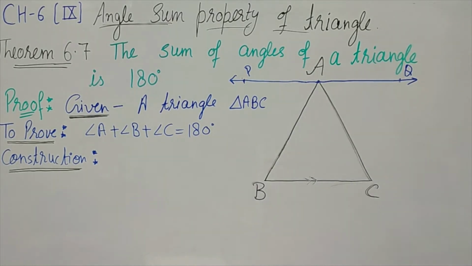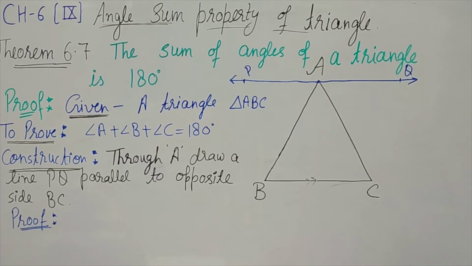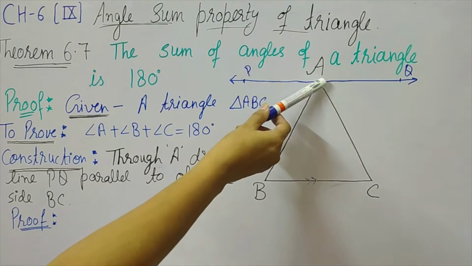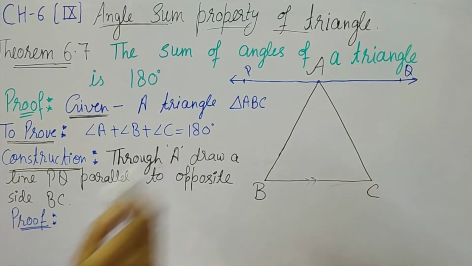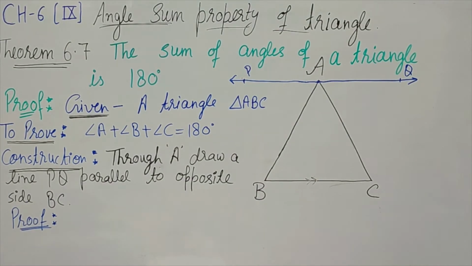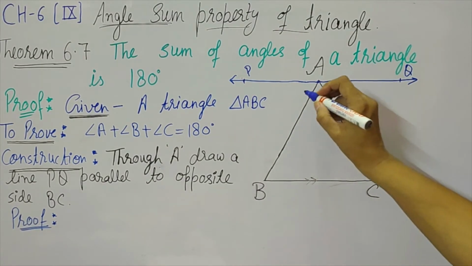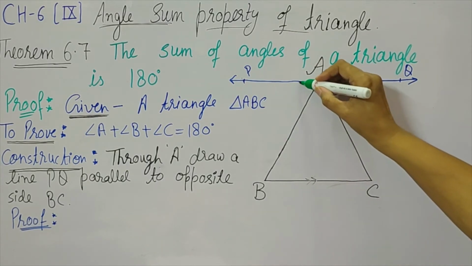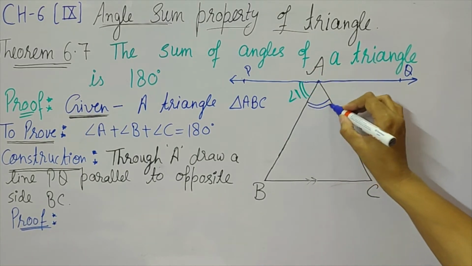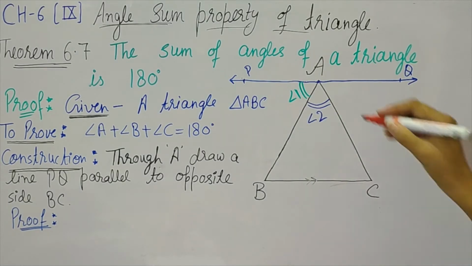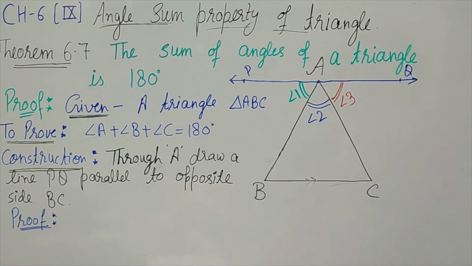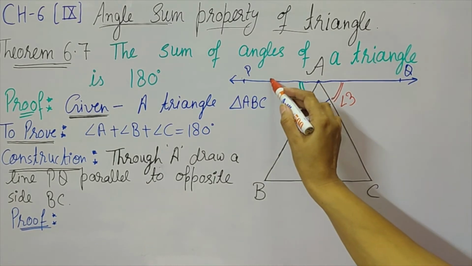So we are going to write the same in construction. The construction statement will be like this: through A, draw a line PQ parallel to the opposite side BC, opposite to vertex A. Okay, now observe some angles from the diagram. Let us name these three angles here: this as angle 1, this one angle 2, and the third one angle 3.